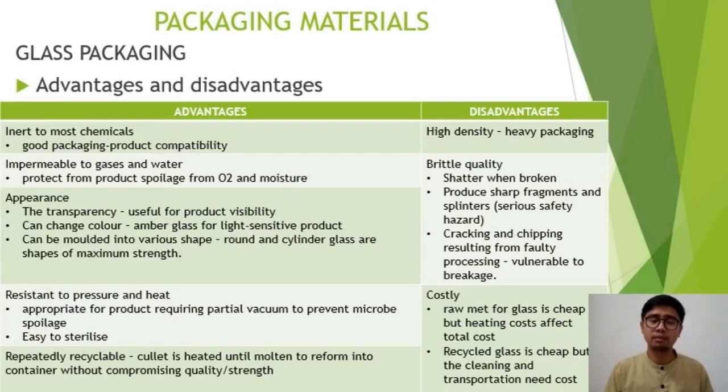The third one is about the appearance. The glass packaging can change color and it also can be transparent. Other than that, it also can be molded into various shapes, right? Round shape, cylinder shape, and other shapes of glass. The fourth advantage is the resistance to pressure and heat. So, glass packaging is appropriate for products that require partial vacuum to prevent microbial growth. And it is also appropriate for products that need terminal sterilization.